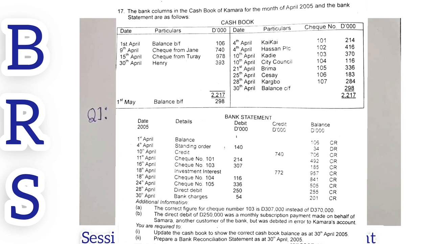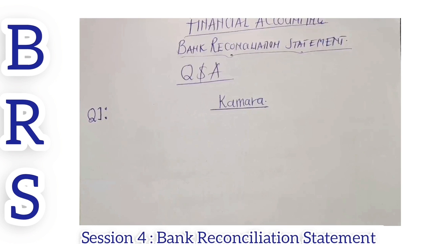So here we are required to, A, update the cash book to show the correct cash book balance as at 30th April 2005. Then B, prepare a bank reconciliation statement as at 30th April 2005. So that's the question we have been given. We are going to go through how to solve it, following the requirements. First, we prepare the updated cash book, then follow with the preparation of the bank reconciliation statement. So let's get onto it.